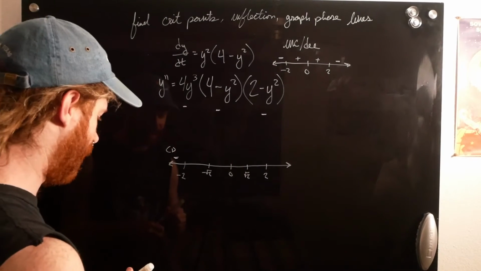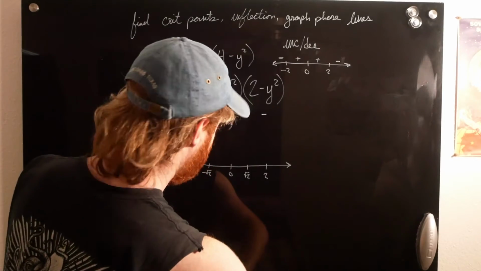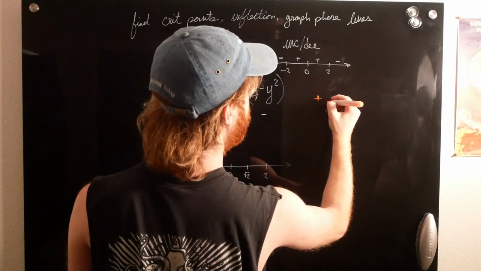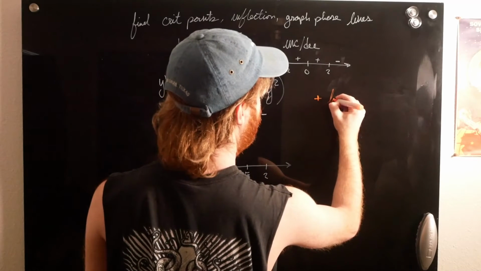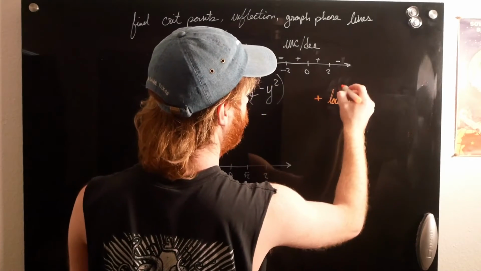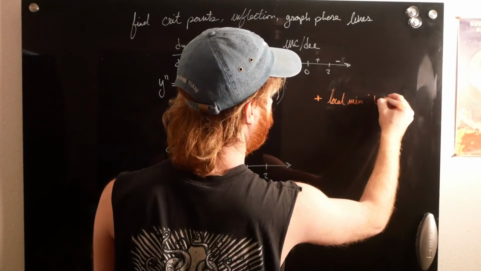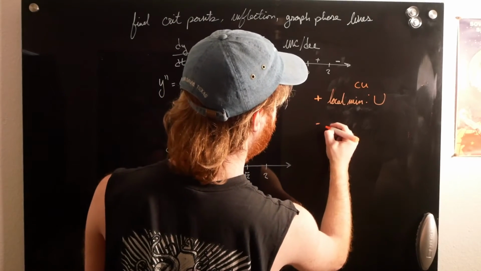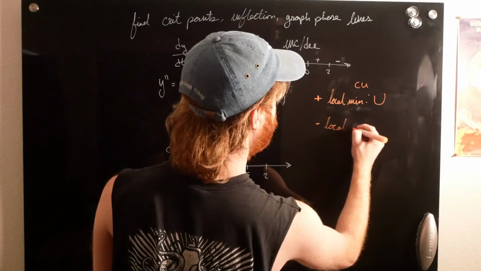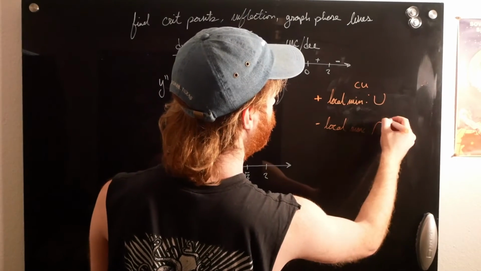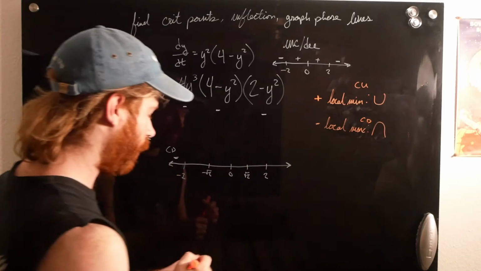If you remember from the last video, I said that if the second derivative is positive, you have a local min, which is concave up. And then if it's negative, you have a local max, which is concave down. Great, okay.